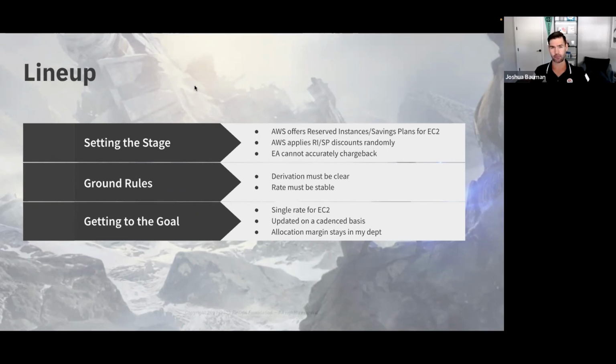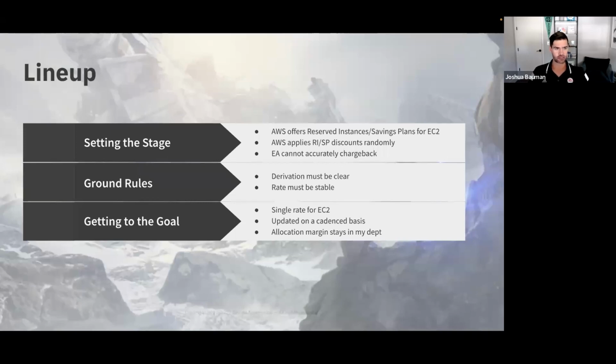However, if I apply the bill natively, it's going to give me random rates all over the place, and I can't give a really good chargeback. That makes it really hard for me to forecast going forward on an individual basis. So we laid out some ground rules. First was derivation must be clear. And second, the rate must be stable. Right? How do we ensure that we don't have this random rate throughout the entire month based on whatever product gets applied during that particular hour? So how do we do that?